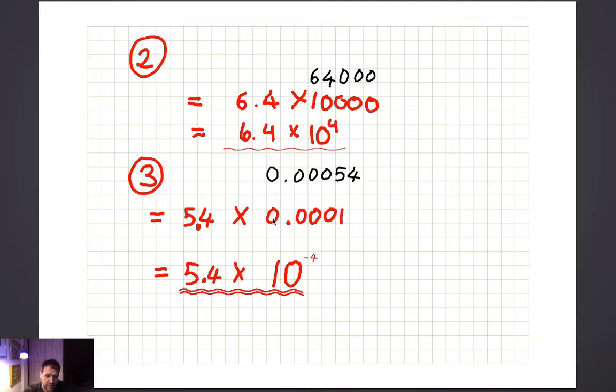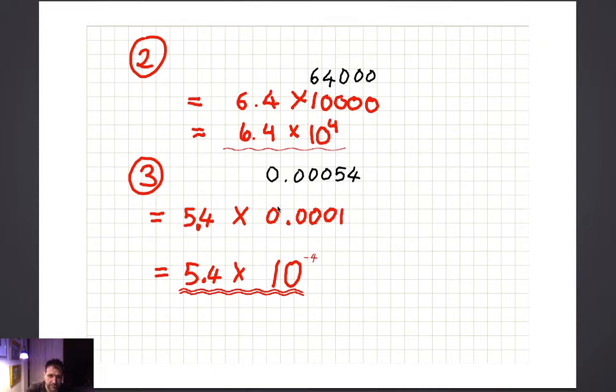So the number we need to write is 0.0001, and then just looking at the way the numbers line up in the columns, you can see that the number we started with is about 5 times as big as 0.0001, because 0.0001 has got a 1 there, and 0.00054 has got a 5 in the same column. You can see it's about 5 times as big from having the numbers in the right columns.